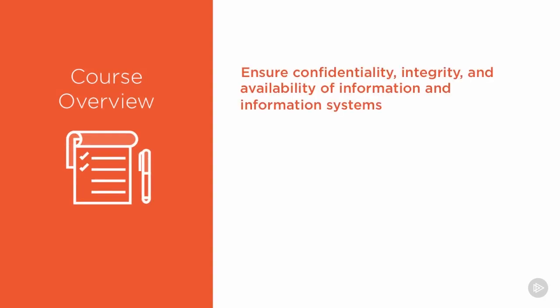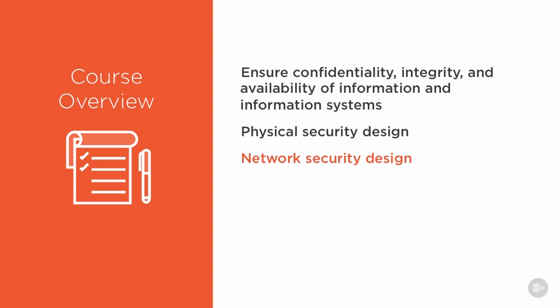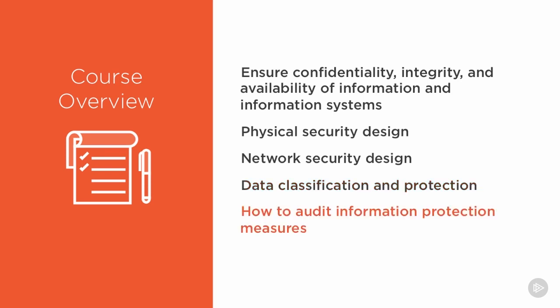In this course, we are going to look at ensuring the confidentiality, integrity, and availability of both information and of information systems. We'll take a look at physical security design and network security design. We'll also review the importance of data classification and protection, as well as how to audit information protection measures.